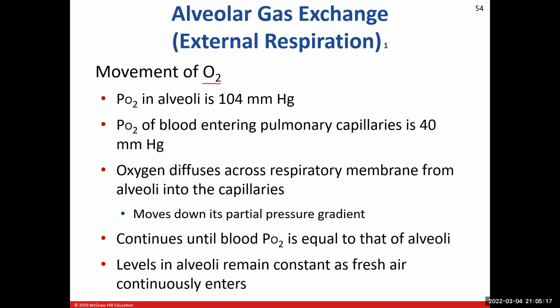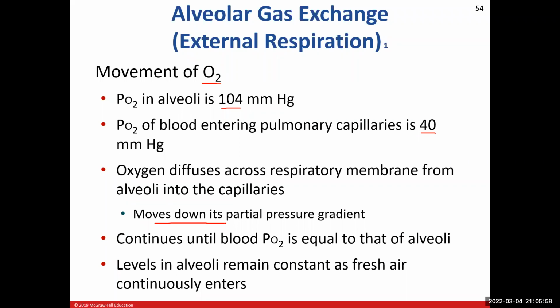Okay, so the partial pressure of oxygen in the alveoli is 104 millimeters of mercury. The partial pressure of oxygen in the pulmonary capillary is 40. So knowing the values now, and knowing that these respiratory gases are always going to diffuse down their pressure gradient, we can see that oxygen is going to move from the alveoli into the capillaries across the respiratory membrane, always moving down its partial pressure gradient.